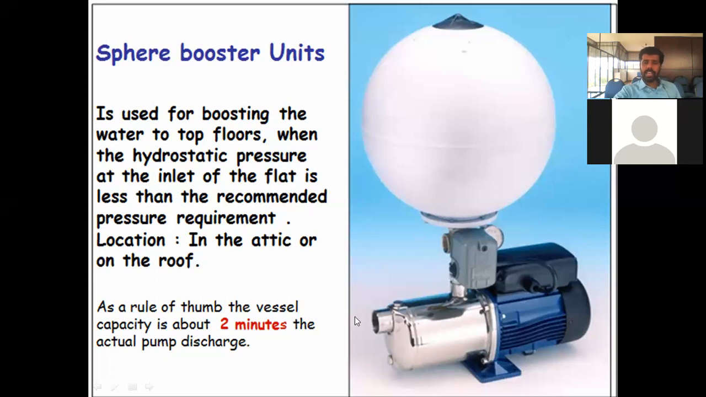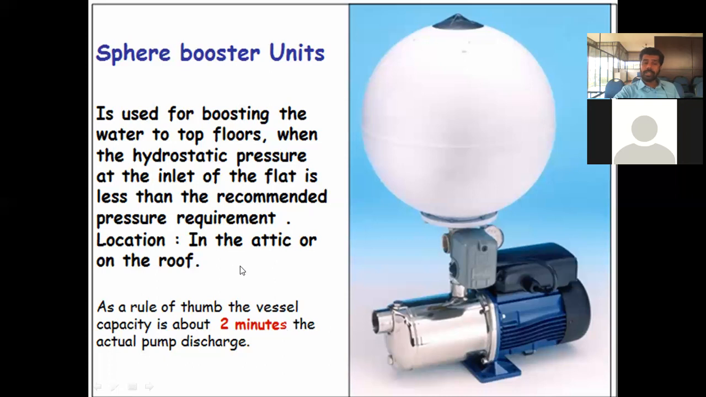What I mean by that is, when the water from the pump is being discharged at the rate of 2 liter per second, or 0.5 liter per second, take that example, if you imagine the discharge like that, then as a rule of thumb the vessel capacity is about 2 minutes of the actual pump discharge.